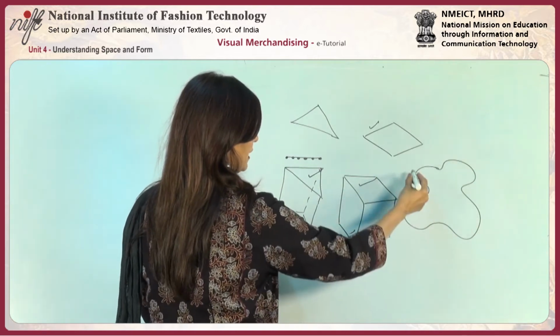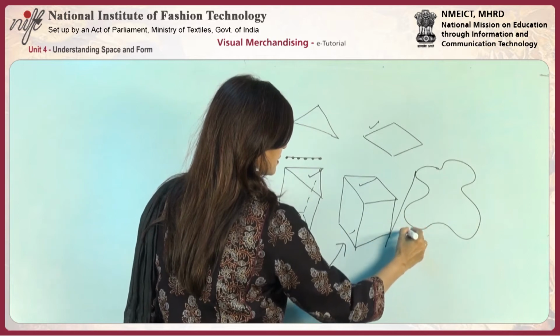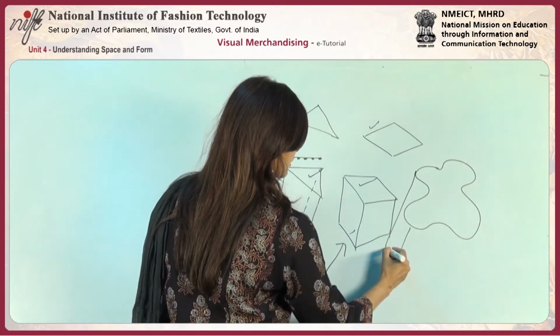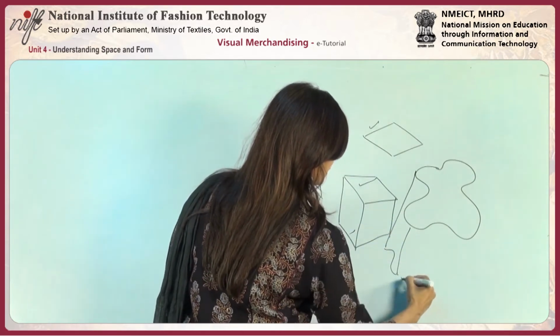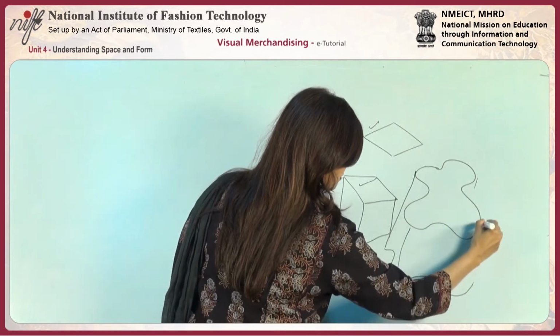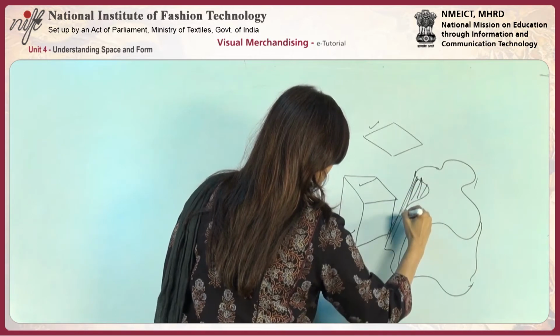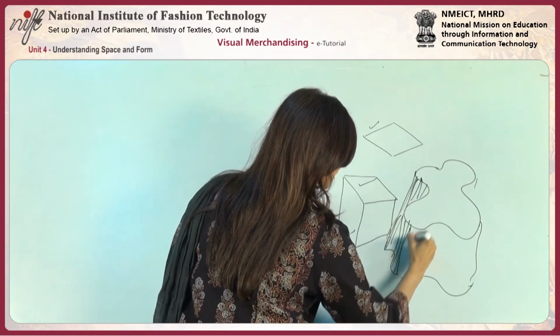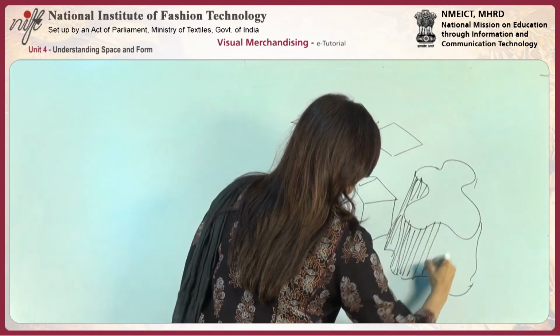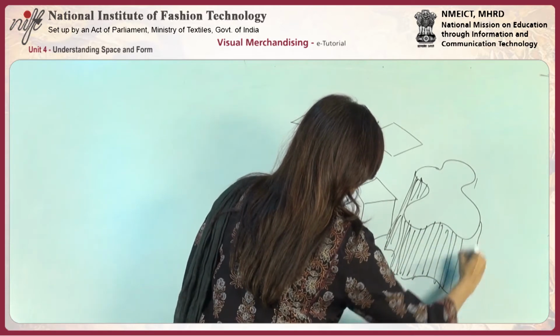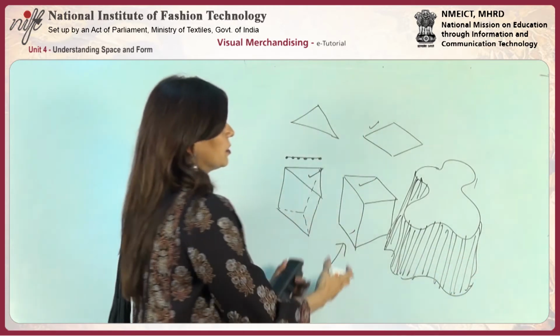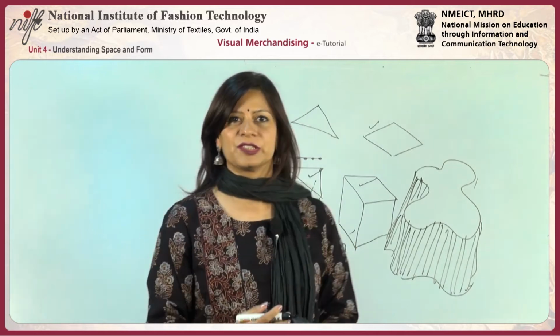Similarly to an organic shape, if we add the third dimension to it, it would be something like this, where a third dimension gets added to it to make it into a 3D.